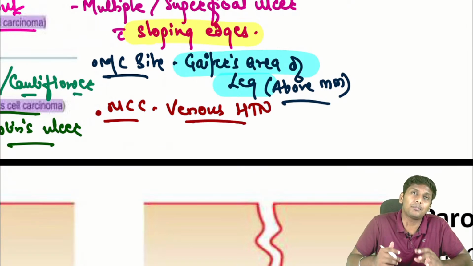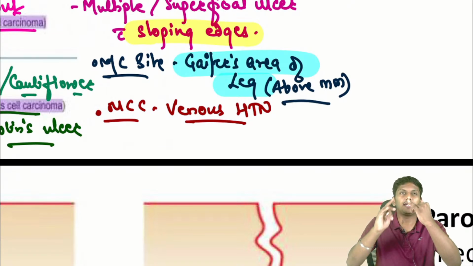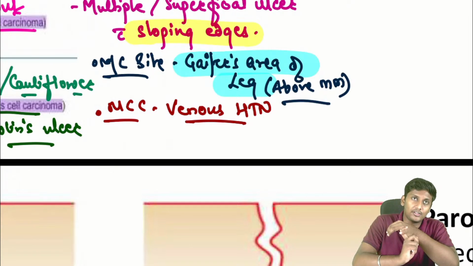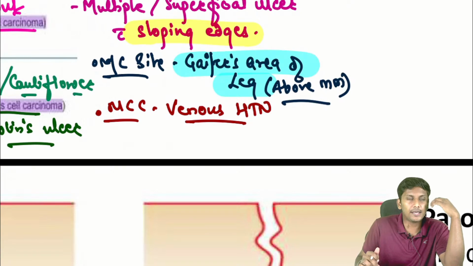Why does blood keep collecting? Because there is venous hypertension over there. Therefore, the veins are not able to drain properly, and the blood keeps on collecting over there. There is an increased risk of infection that leads to formation of an ulcer. Okay, so that is the funda. The most common cause is venous hypertension.